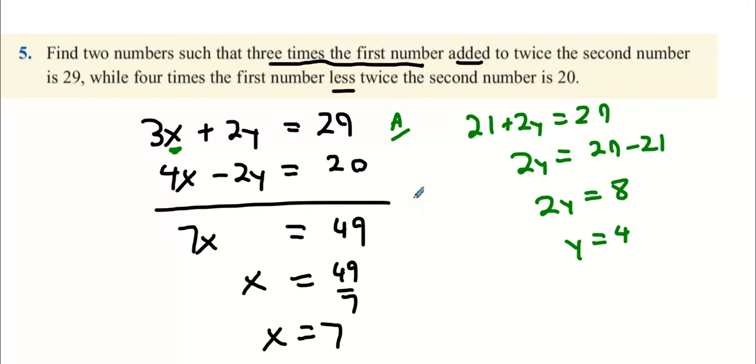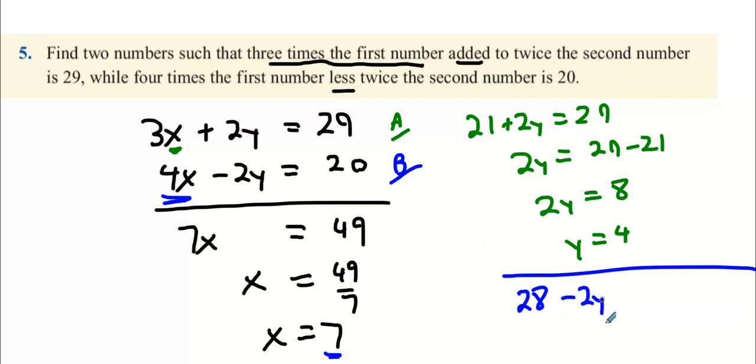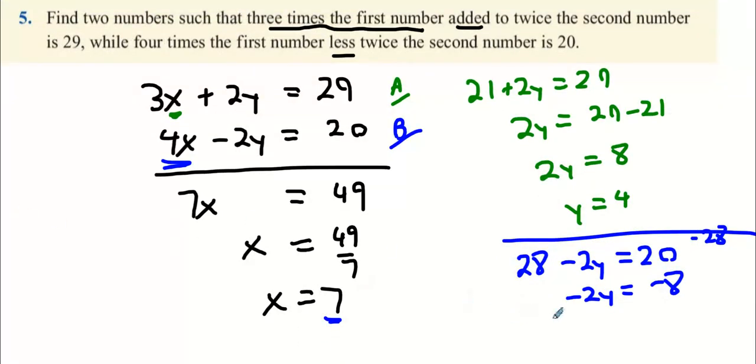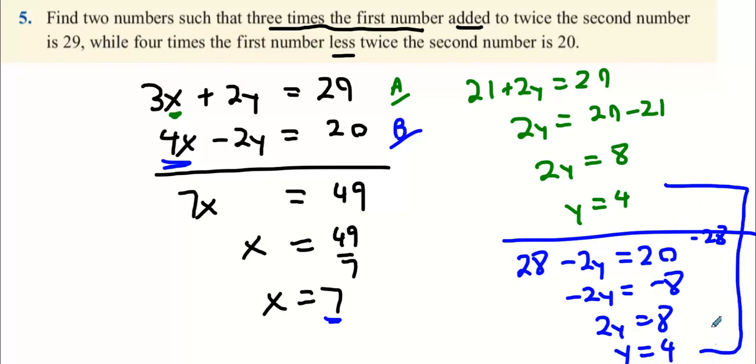Now, for argument's sake, imagine instead of using equation A, I actually used equation B. This time it's 4 times x, which is 4 times 7, which would be 28. Take away your 2y equals 20. 28 goes from left to right, so we get minus 2y equals 20 minus 28, which is minus 8. Multiply both sides by minus to get 2y equals 8. Divide by 2, and you get an answer of 4. No matter which equation I chose, I was always going to get y equals 4. Okay, guys, that's it.